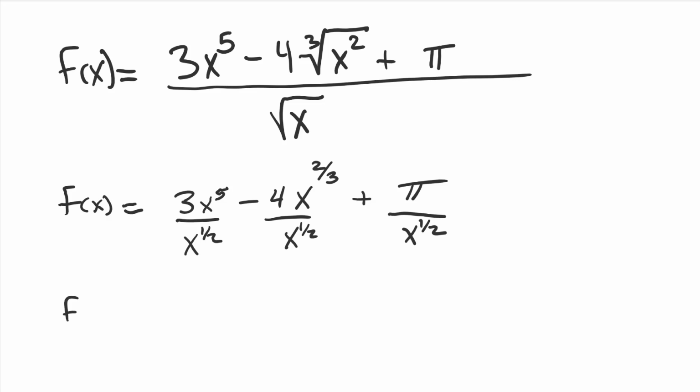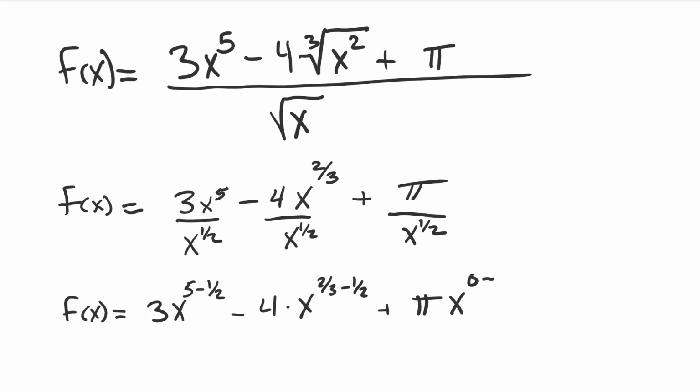Now we just have to use the rules of subtractions here. So our f of x is going to be equal to, and I'm kind of going the long way about this, 5 minus 1/2, because that's how that's going to work. And we get minus 4 times x to the 2/3 minus 1/2. And then plus pi times x to the 0th minus 1/2, because there's an x to the 0th up there. Did you know that? What's anything raised to the 0th power other than 0? 1. Neat. So the x to the negative 1/2. Keep going.